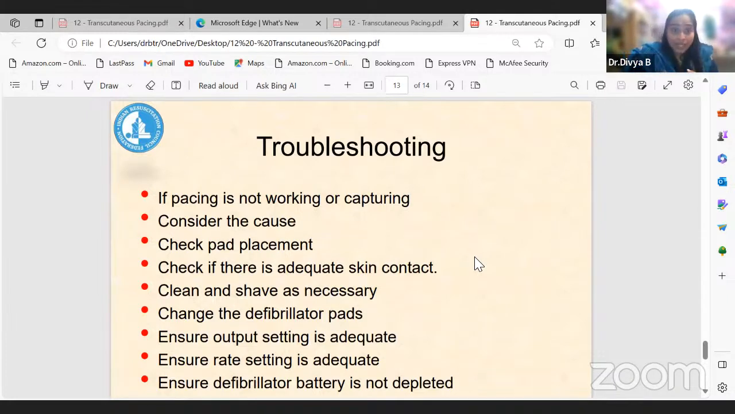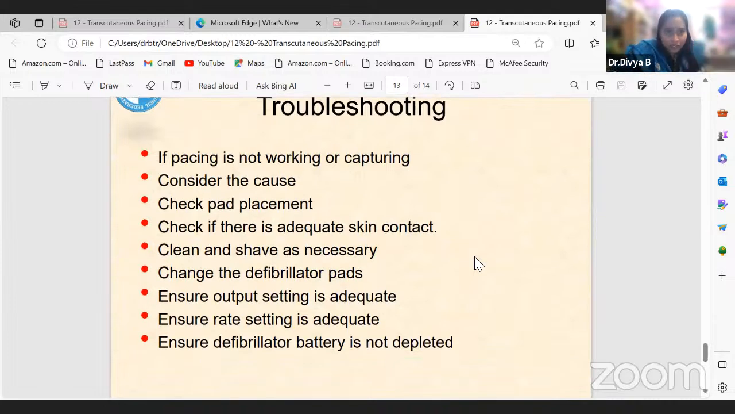Check the pad placement and check if there's adequate skin contact. With no skin contact, again the electricity is not delivered. Clean and shave if necessary, because you all know that hair will not deliver the adequate electricity that we intend to. Change the defibrillator pads. This is absolutely important. This is something that most people forget, probably in a panic situation or whatever, right? And then ensure that the rate setting is adequate. Do not go for too high rates. Start with 60 to 80 and make sure your battery is all set to go, right?